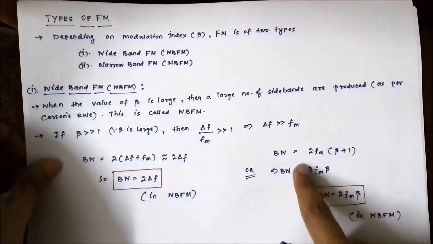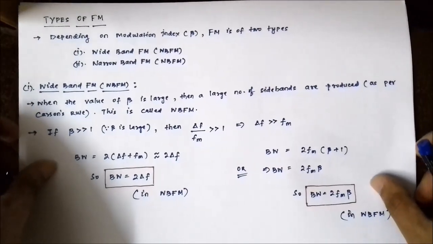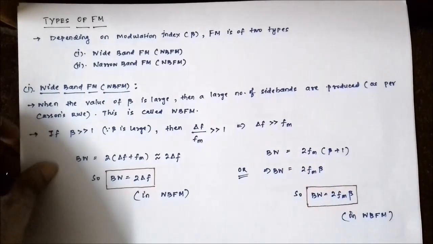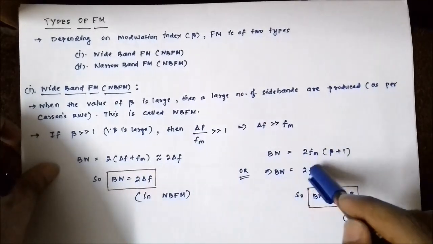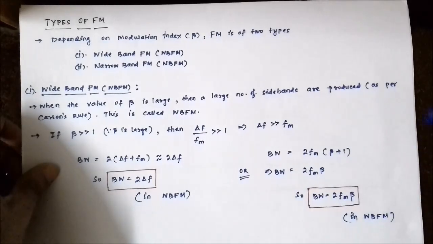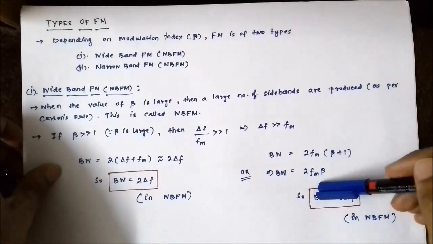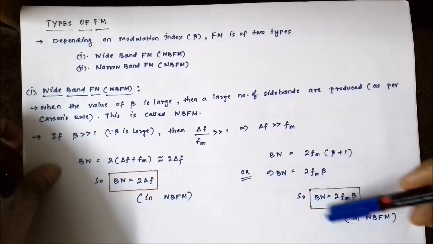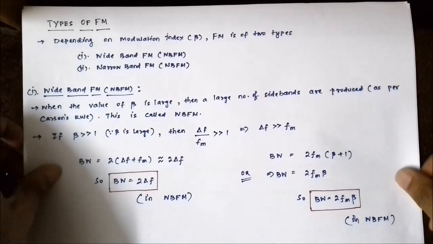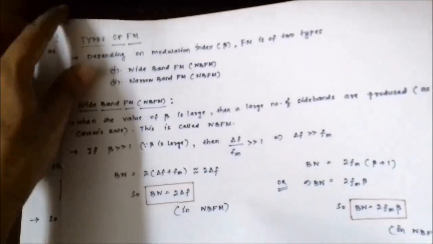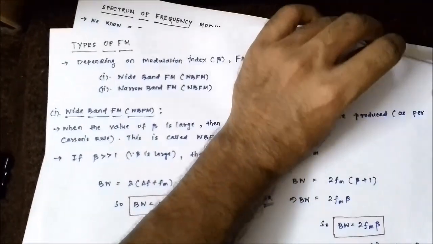In other ways, we can also express this. We know that bandwidth is equal to 2fm into beta plus 1. The same thing is written in another way. As beta is much greater than 1, we can ignore the 1 and just replace it with beta. So we have the approximate value as 2fm beta for wideband frequency modulation.